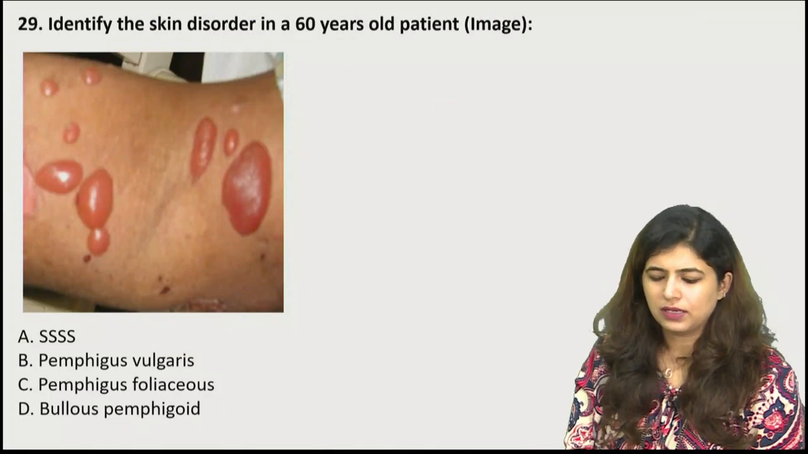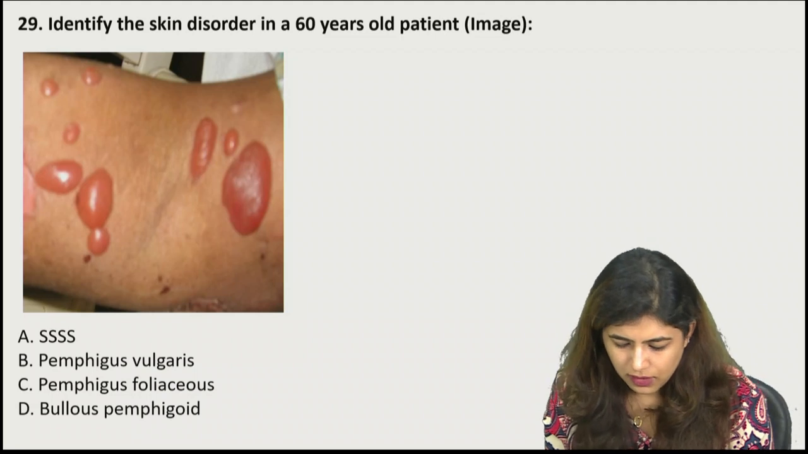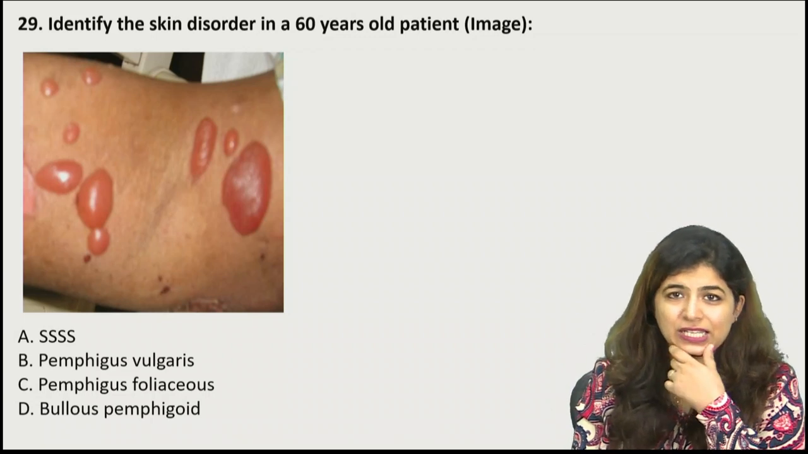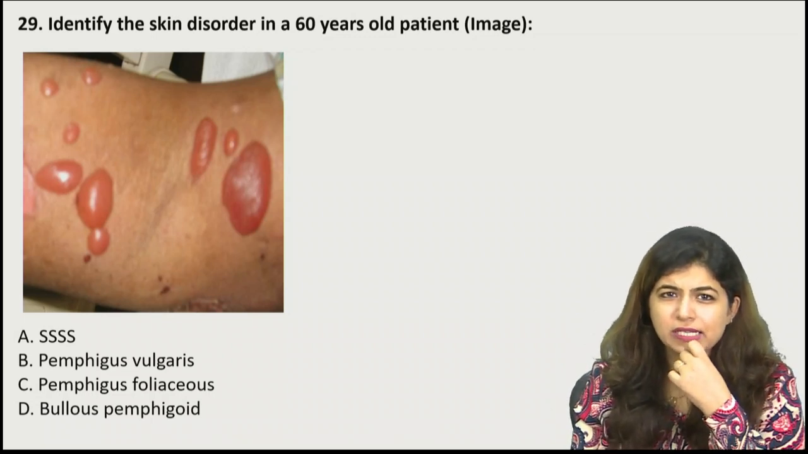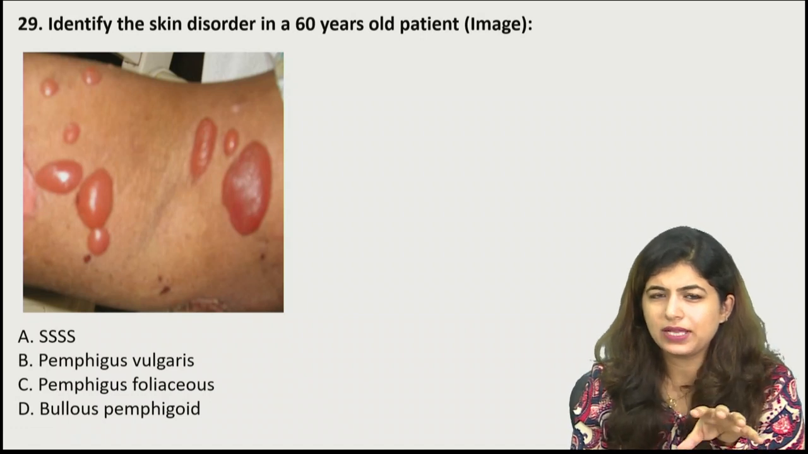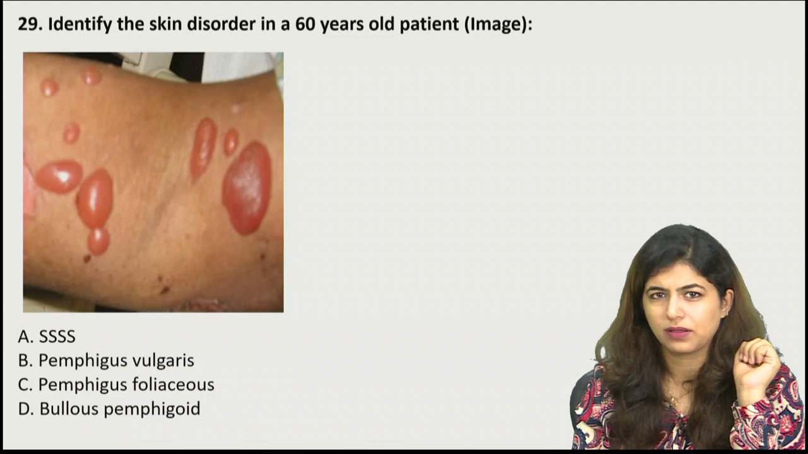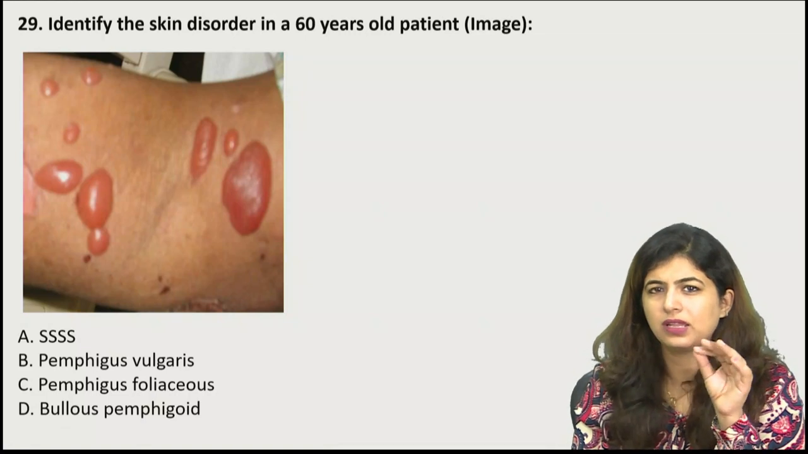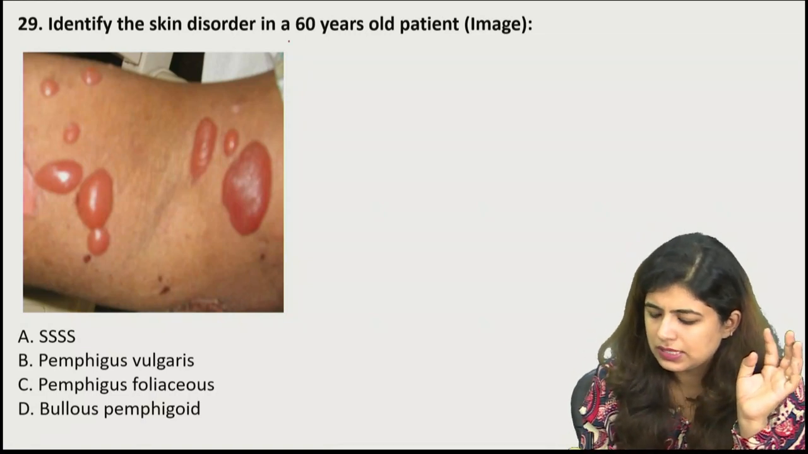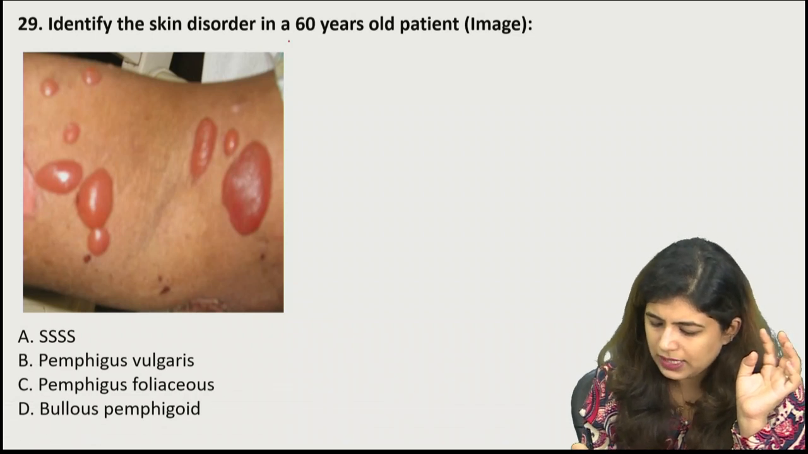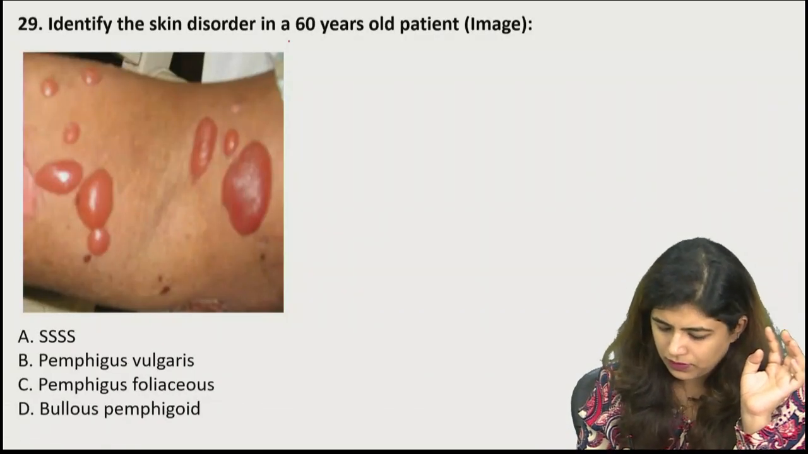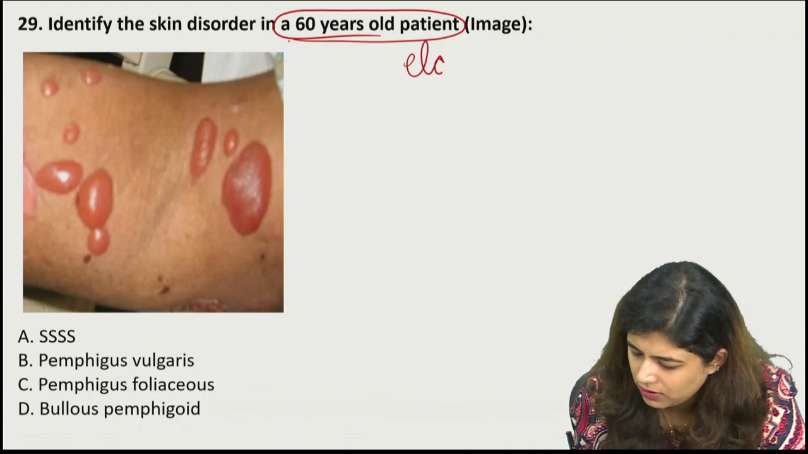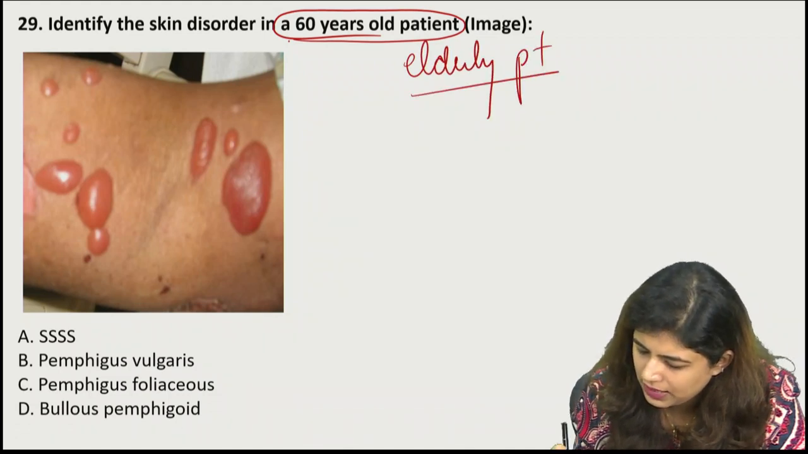Question number 29. Identify the skin disorder seen in this 60-year-old patient. Now, this is a predominantly image-based question. I have an image in front of me, and the only hint in the question is that this is an elderly patient, a 60-year-old. So this is the only thing I am getting as a hint, dealing with an elderly subgroup.